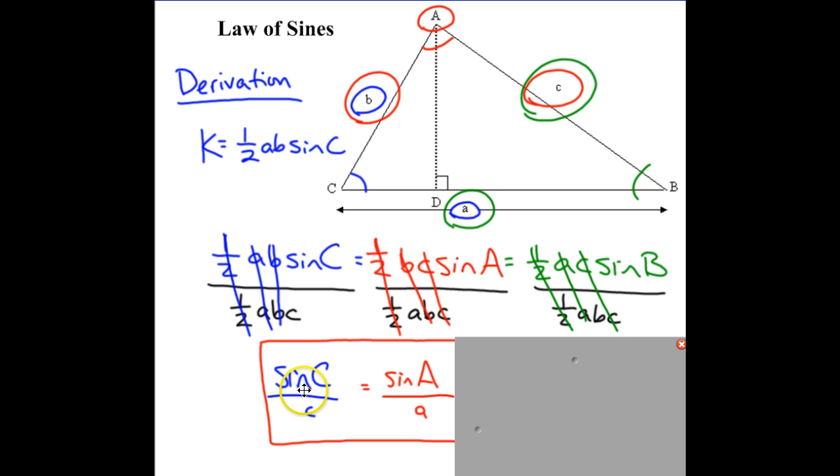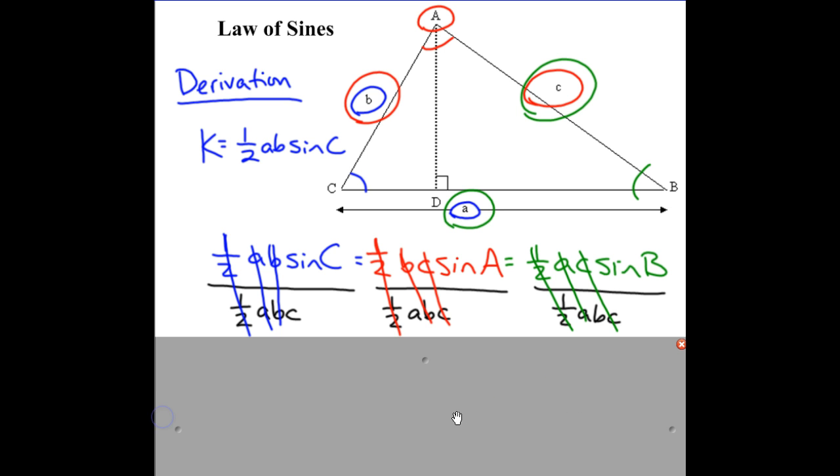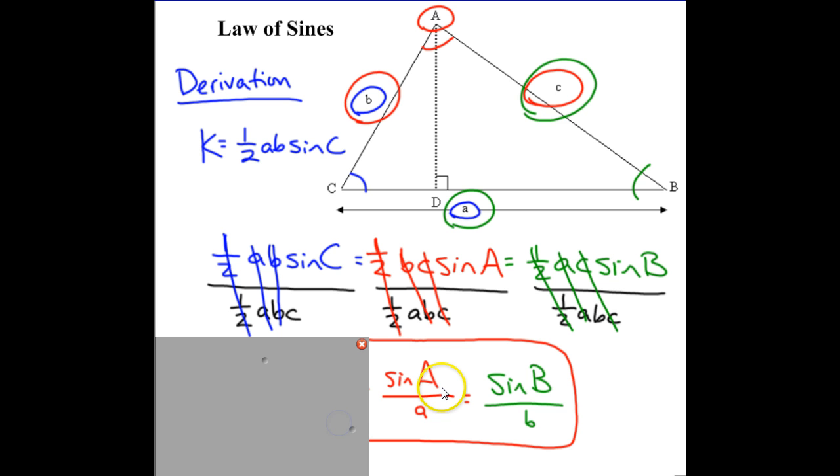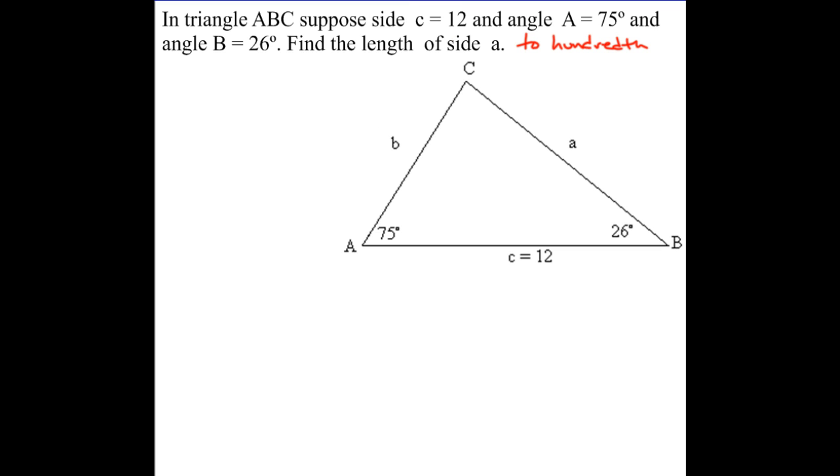We'd have something like sine C over little c equals sine A over little a, or perhaps something like this. In other words, you're only going to use two of the parts depending on the information that you know and what you're trying to find. Let's do two examples. For the first example, write down the following. We have triangle ABC. We're given that side C is 12, angle A is 75 degrees, and angle B is 26 degrees. Again, it's an oblique triangle. We can't use SOHCAHTOA. We can't use the Pythagorean theorem. We're going to find the length of side A to the nearest hundredth.